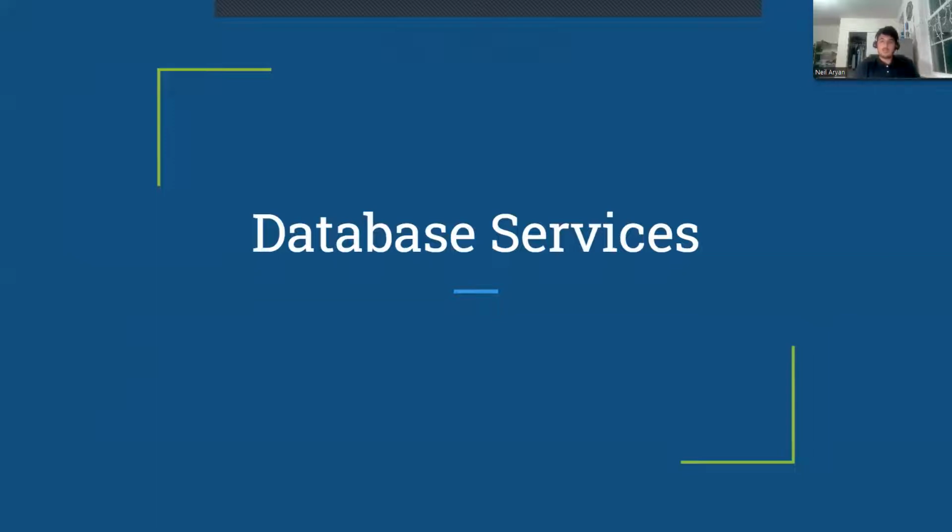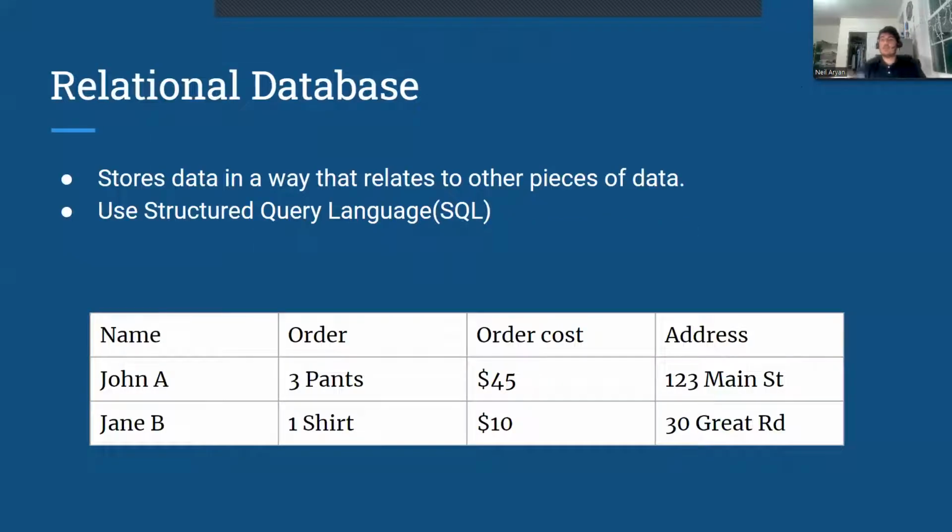The first thing we're going to talk about are the two different types of databases, the first being a relational database. Now, a relational database stores data in a way that it relates to other pieces of data. And this database uses something called structured query language, or SQL for short. And what we have below is an example of what that would look like.